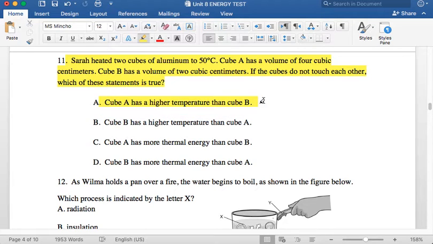A, cube A has a higher temperature than cube B. B, cube B has a higher temperature than cube A. C, cube A has more thermal energy than cube B. D, cube B has more thermal energy than cube A.